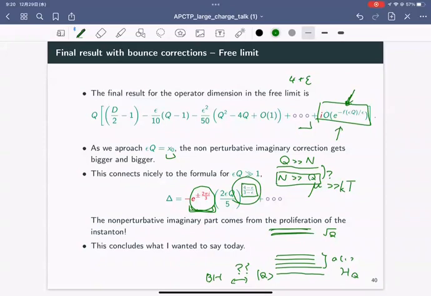I mean, famously, you have the BMN limit, right? Which is R charge much greater than 1, but still much smaller than N, N root N or something. Maybe you can consider double scaling with Q large and N large. I definitely think that's the right way to go. Okay, thank you. Yeah. Thank you.